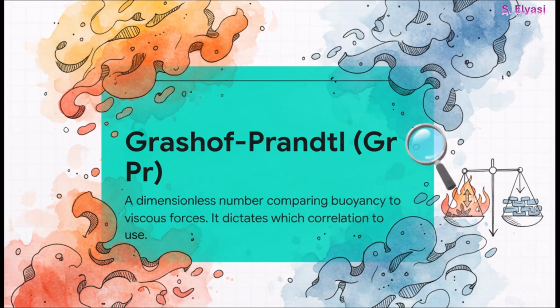You can think of it as a battle, a tug-of-war between two different forces. On one side, you have the buoyancy force. That's the force trying to lift the hot air up and away. And on the other side, you have the viscous force, which is basically the air's own internal friction or stickiness that's resisting that movement. The final value of this GPR number tells us who wins that battle, and, most importantly, which equation we need to use to solve our problem.